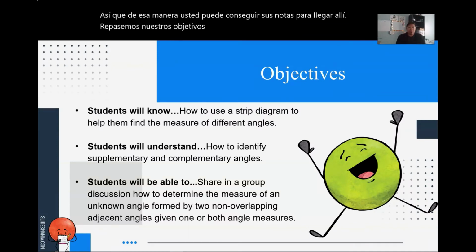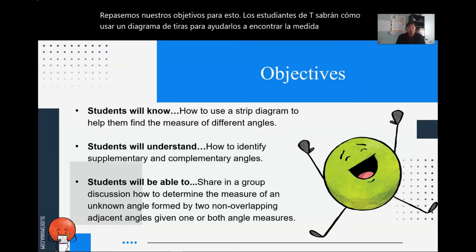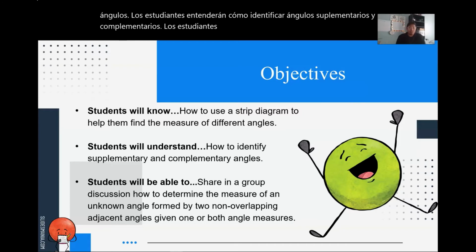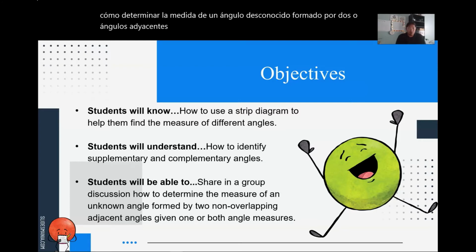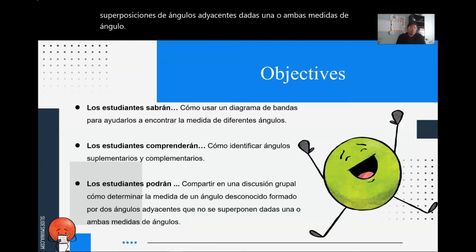Students will know how to use a strip diagram to help them find the measure of different angles. Students will understand how to identify supplementary and complementary angles. Students will be able to share in a group discussion how to determine the measure of an unknown angle formed by two or more non-overlapping adjacent angles given one or both angle measures. Okay? And then here it is in Spanish.